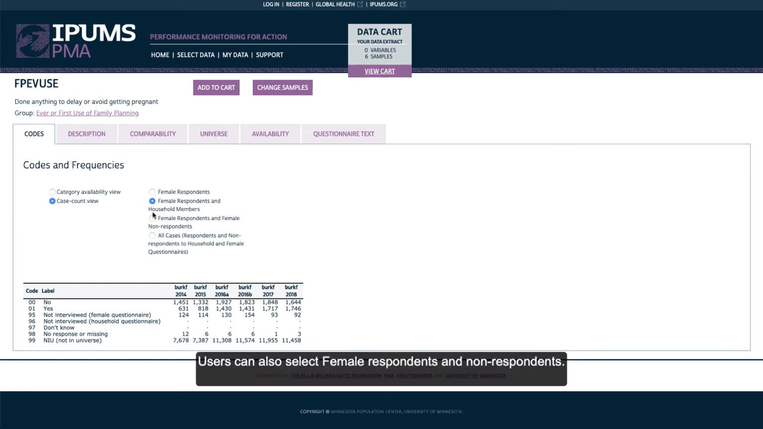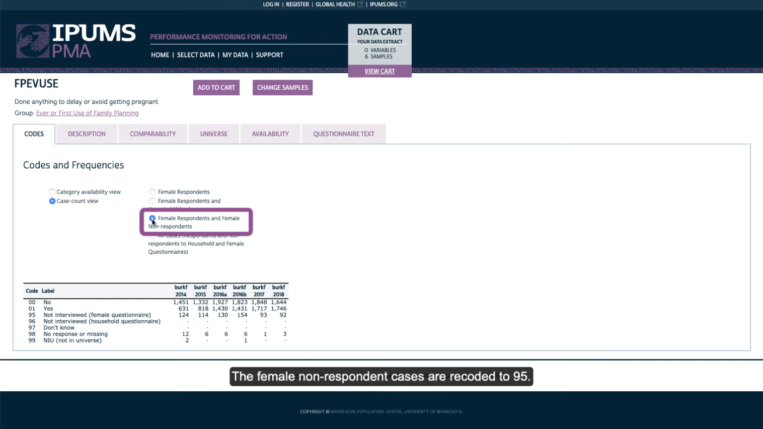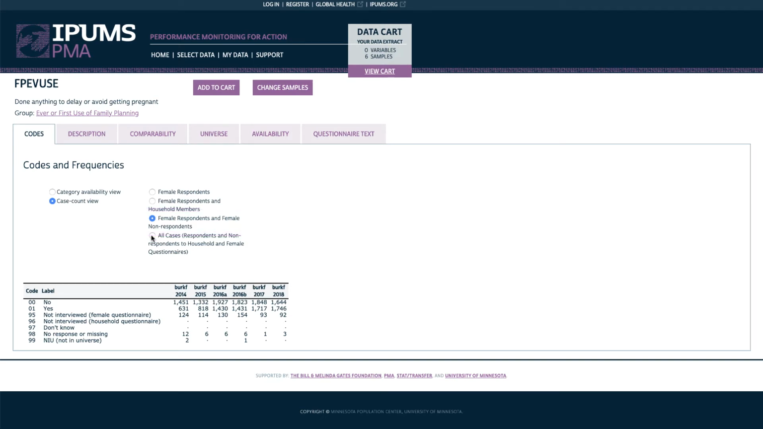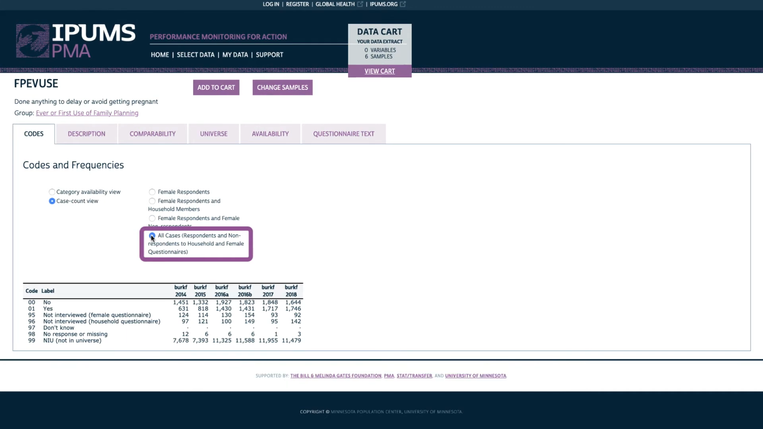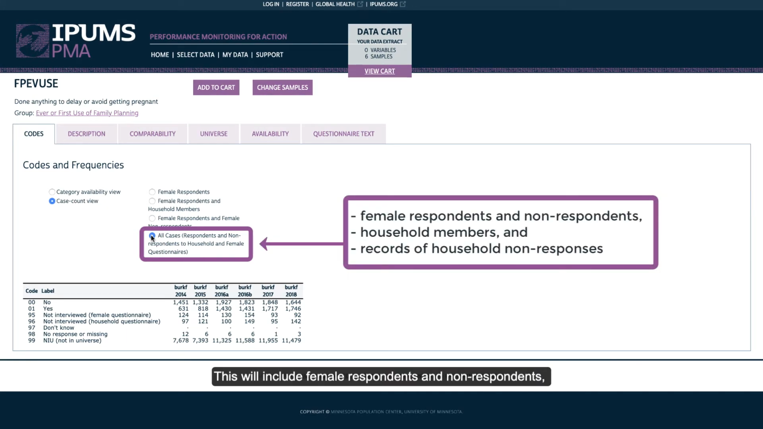Users can also select female respondents and non-respondents. The female non-respondent cases are recoded to 95. These cases can be used to calculate response rates and for testing whether respondents are significantly different than non-respondents. Lastly, you can select all cases that came in the original data. This will include female respondents and non-respondents, household members, and records of household non-responses.